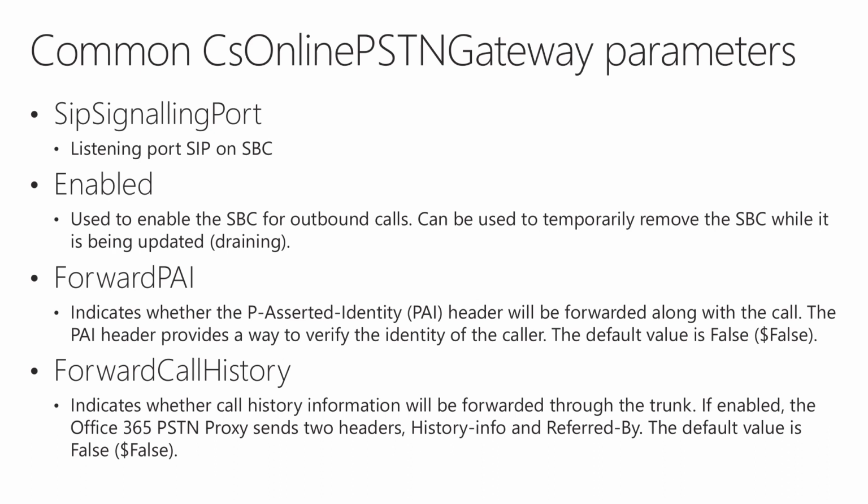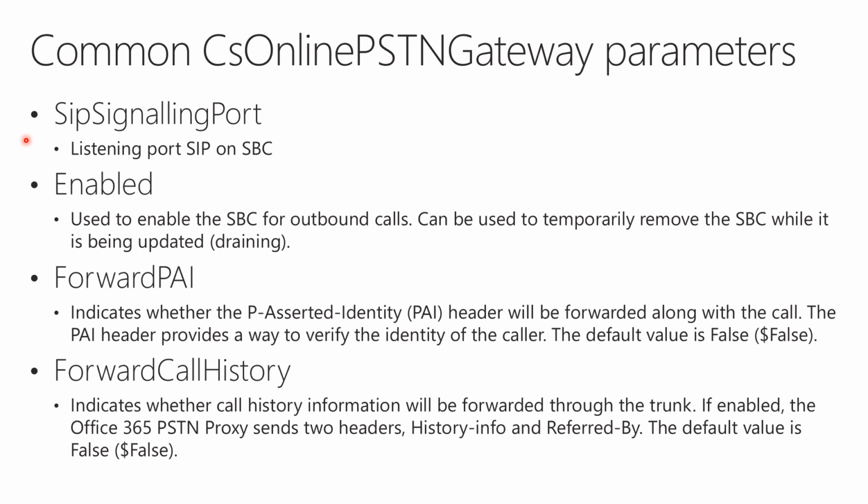This slide and the next slide cover some of the more common parameters that we will use with the CsOnlinePSTNGateway tenant remote PowerShell cmdlet. This is not an exhaustive list of parameters. This is just some of the more common ones that we will use when we configure the session border controller in the service. We have to configure the SIP signaling port, right?